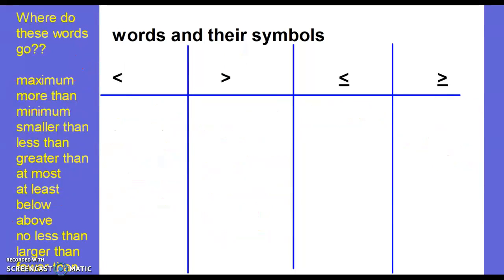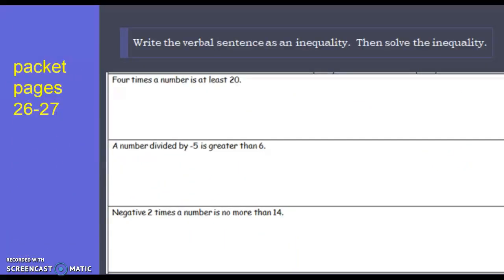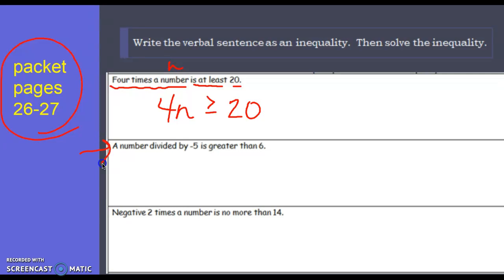So now that you've got that, let's apply that to some verbal sentences, making them into an inequality. You can look at your packet on pages 26 and 27. It says 4 times a number is at least 20. So let's take that and make that into a math sentence. 4 times the number, we don't know the number, we could call it n, that would be 4n, is at least, is greater than or equal to, if you look that up on your chart, and then you would have 20. Now you try this one, and this next one, hit pause and hit play when you are ready.